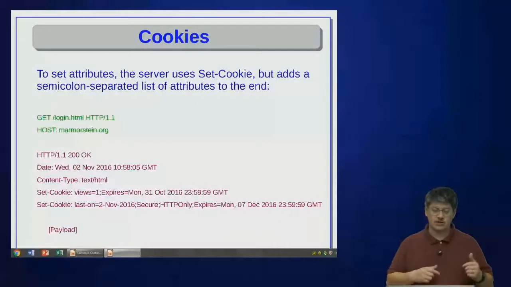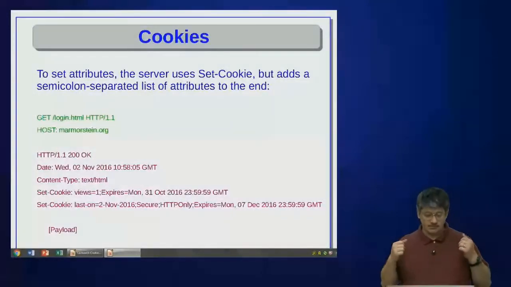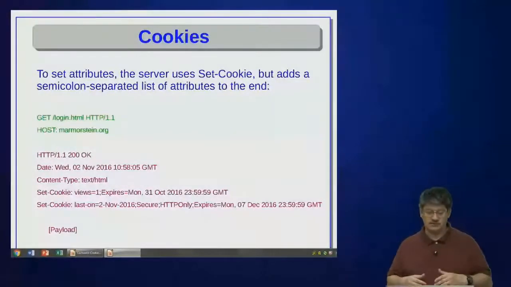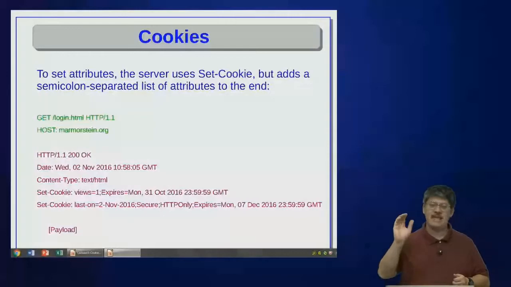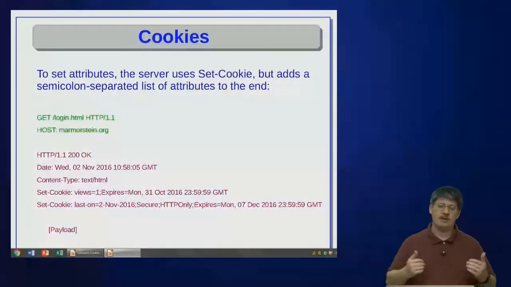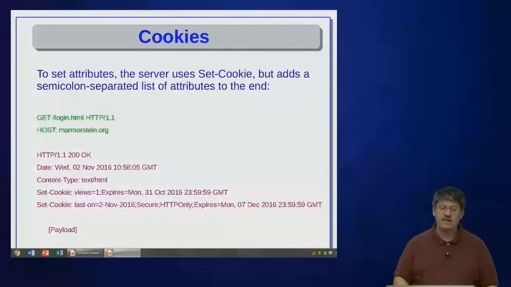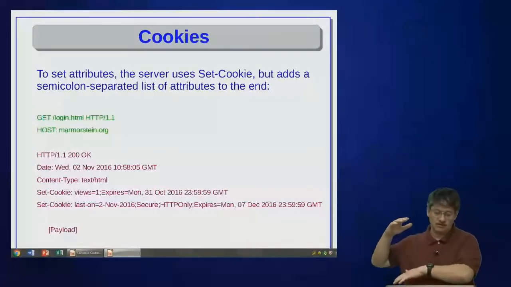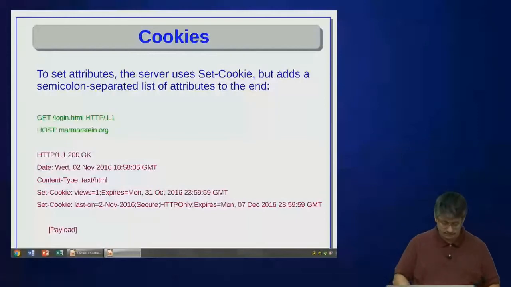We're also going to set a cookie named last on, and we're going to set it to 2 November 2016. So this basically says that this user was last on November 2nd of this year. We're going to set the secure attribute so that we only see this if we're using the HTTPS communication protocol. We're going to set HTTP only so it can't be accessed from JavaScript. And we're going to set it to expire on Monday, December 7th at 1 minute before midnight Greenwich Mean Time. And then, of course, we'll have the payload, the HTML of the page that we requested, the login screen.